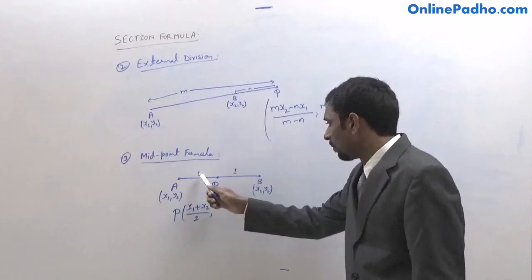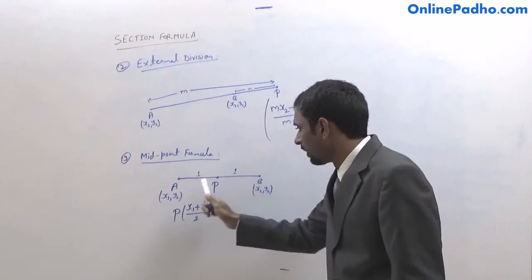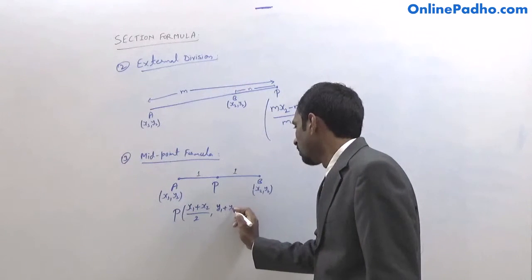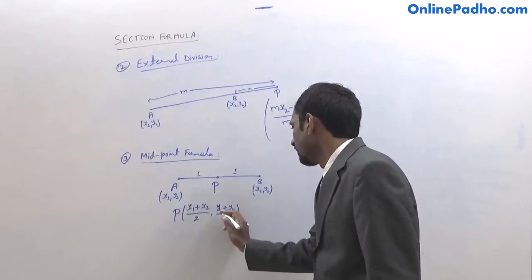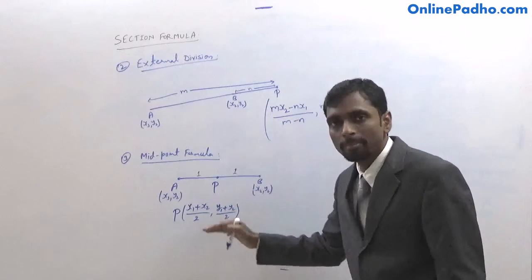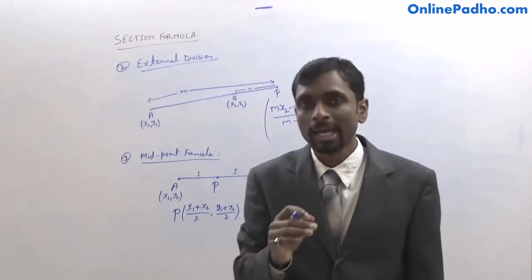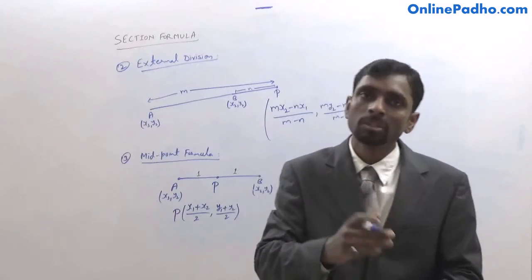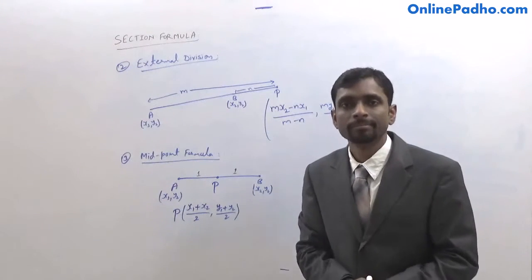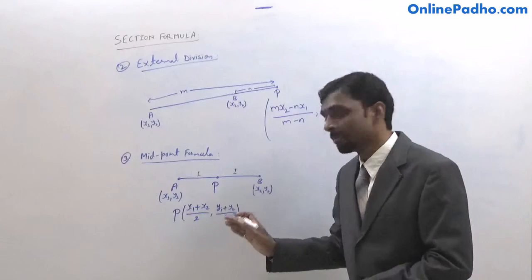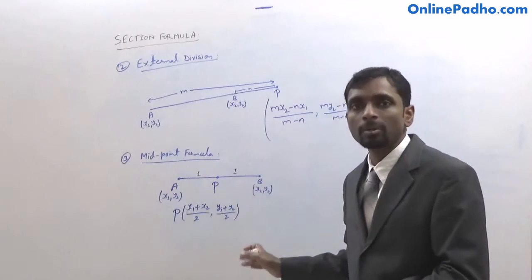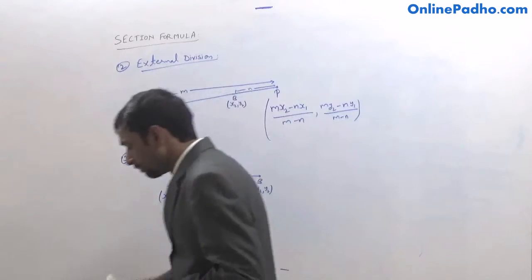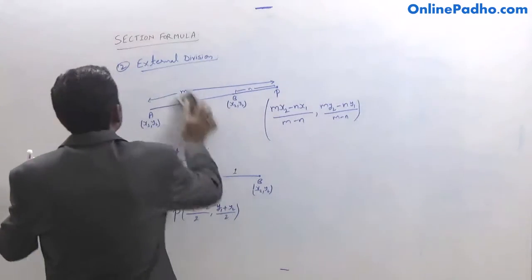In y coordinate, 1 multiply y2 plus 1 multiply y1 by 1 plus 1. It will be y1 plus y2 by 2. We can apply this midpoint formula directly to any question if you have to find the coordinate of the midpoint of some line segment if both end points are given. This will just be x1 plus x2 by 2 and y1 plus y2 by 2. Right? So these are the external division and midpoint formula we can apply in the question.